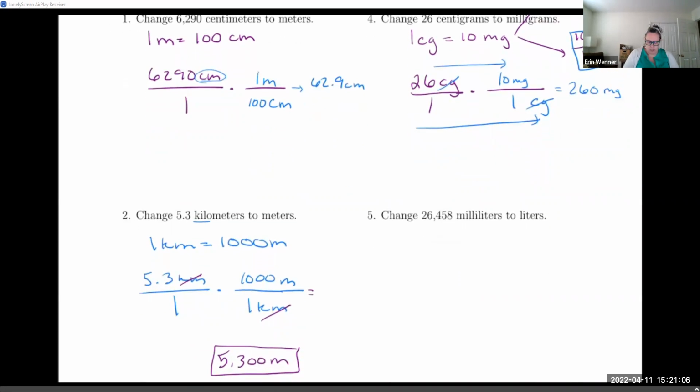Okay, number 5 says change 26,458 milliliters to liters. So I want you to do this one on your own. Look on the previous page at your unit of measure abbreviation for units of volume and relate milliliters to liters.